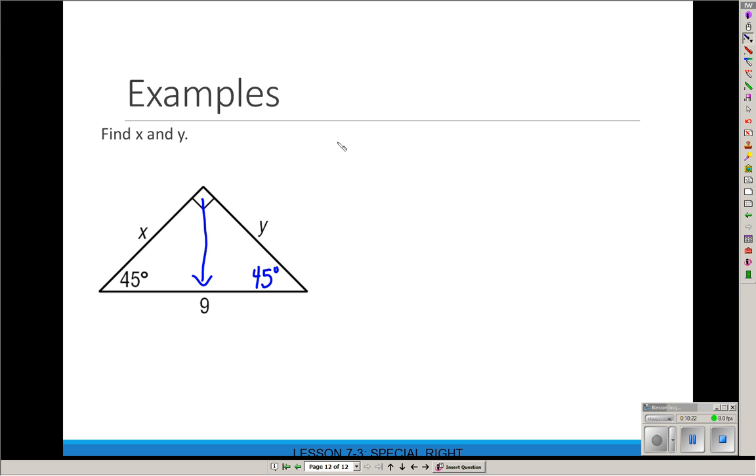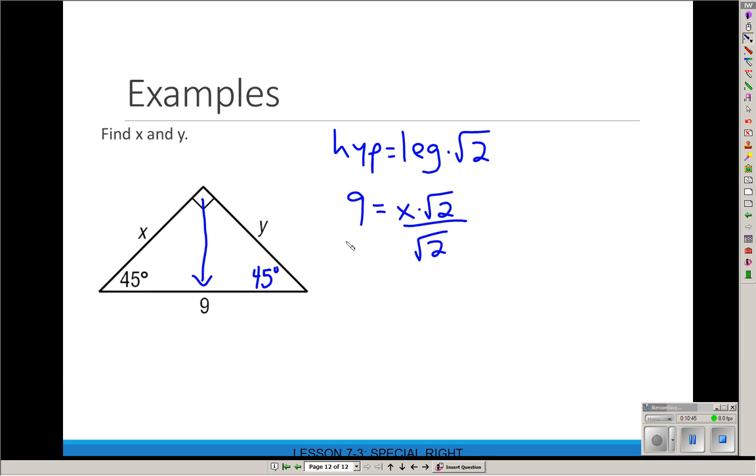Use the formula. Hypotenuse equals leg times the square root of 2. Hypotenuse is 9. Take your pick on one of the legs. I'll just use x times the square root of 2. Solve for x. Since I have x times square root of 2, I can divide both sides by the square root of 2. Square root of 2's cancel here, so x equals 9 divided by the square root of 2.